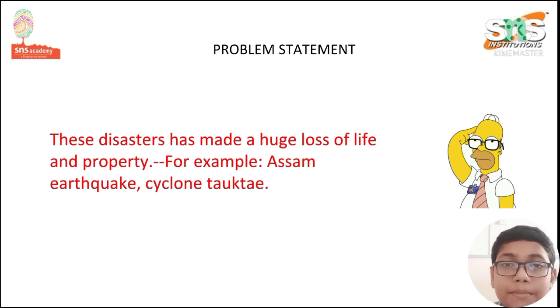And another example, Cyclone Tauktae. Cyclone Tauktae is a powerful and dangerous cyclone created on the west coast of India and caused a major landfall in Gujarat and has affected countries like Myanmar, Bangladesh and India, since the 1998 Gujarat cyclone.